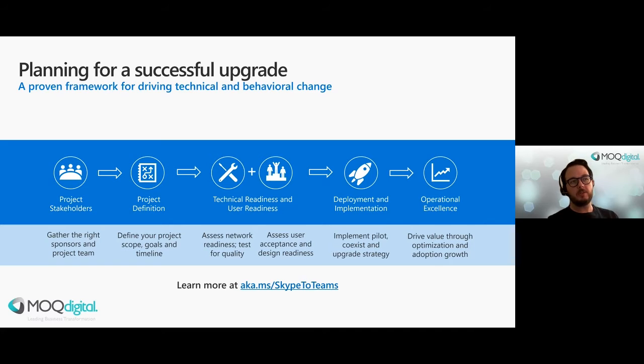Deployment and implementation. So the coexistence strategy is critical here, and I'll be talking about why coexistence is important in a second. But to implement a pilot of Teams is crucial for any Teams project. A lot of organizations, obviously due to COVID, have just gone through and turned Teams on and not selected a pilot group of users to make sure that Teams is fit for purpose first, and then bring it into production to roll out to the rest of the business.